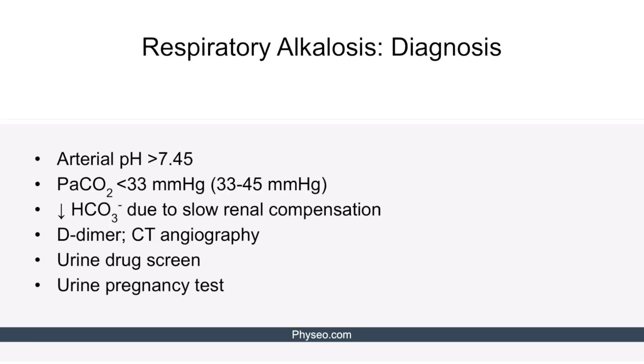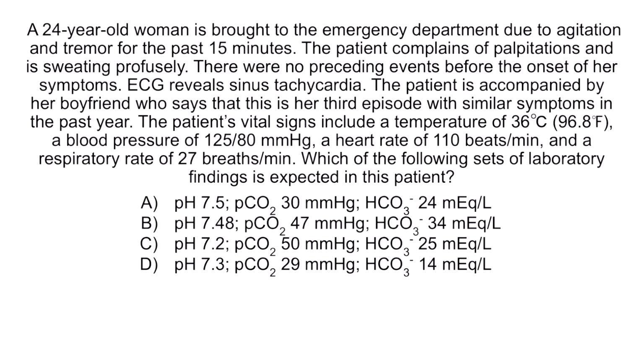Here is a slide reminding us of the diagnosis of respiratory alkalosis. Let's discuss why other options are incorrect. Option B corresponds to metabolic rather than respiratory alkalosis because pH and bicarbonate are both high. Option C corresponds to respiratory acidosis. Hyperventilation causes respiratory alkalosis rather than acidosis. Finally, option D corresponds to metabolic acidosis. And that concludes our lecture on respiratory acidosis and alkalosis.